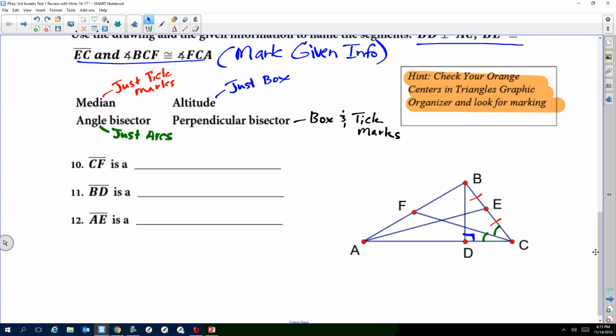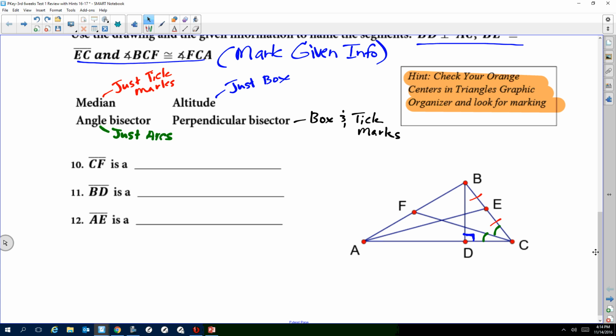We just need to make sure that you can identify the type of segment it is. So I gave you some clues up here that go with your orange graphic organizer or your table. A median goes through the midpoint to the opposite vertex. So we should be looking at just tick marks. An altitude is perpendicular from a vertex to the opposite side. So we're looking for just a box. Angle bisector just bisects the angle. So we're looking just for arcs. Perpendicular bisector goes through the midpoint of a side and is perpendicular to that side. So box and tick mark.